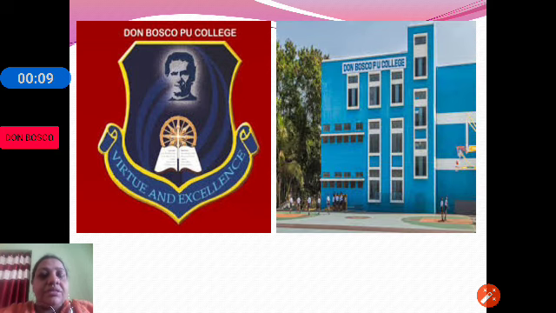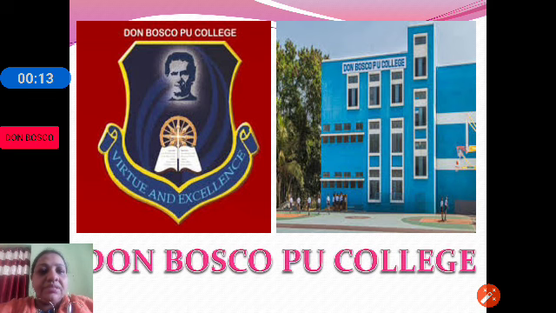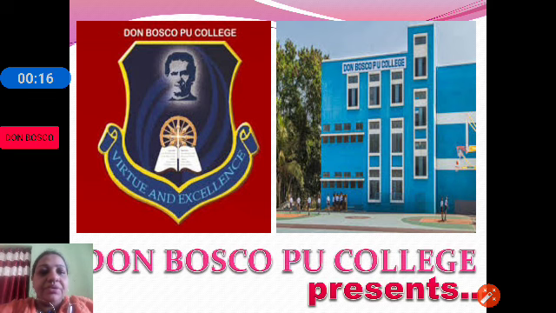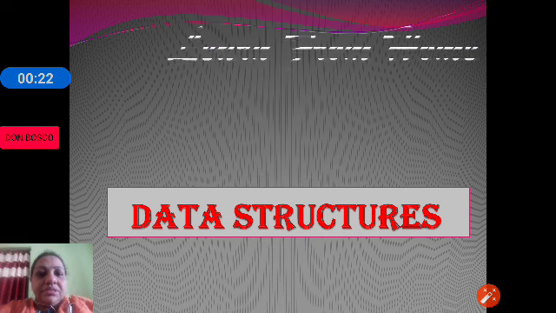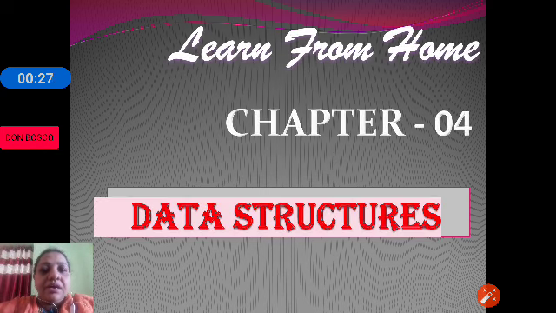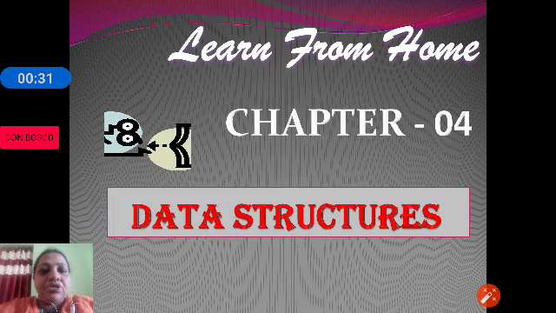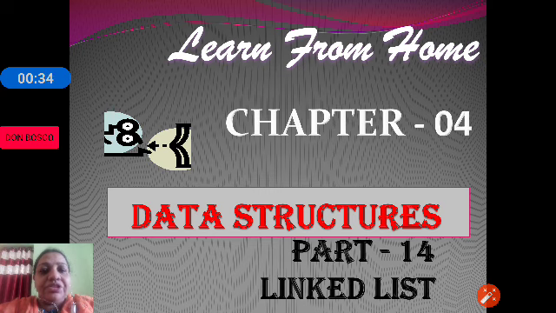In the previous class we had a discussion on the topic called linked list. Today we will be continuing the same topic, that is linked list. Data structures is chapter number 4, and in data structures the weightage is 14 marks. Today's topic is the continuation of linked list. We will be discussing part 14 from data structures.